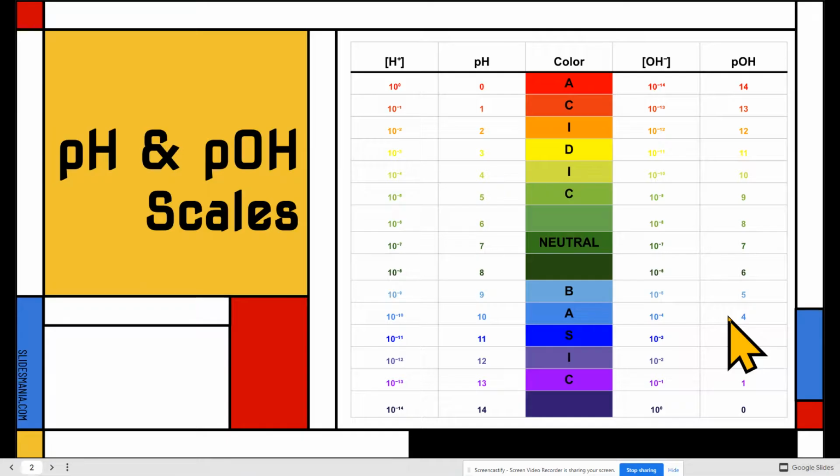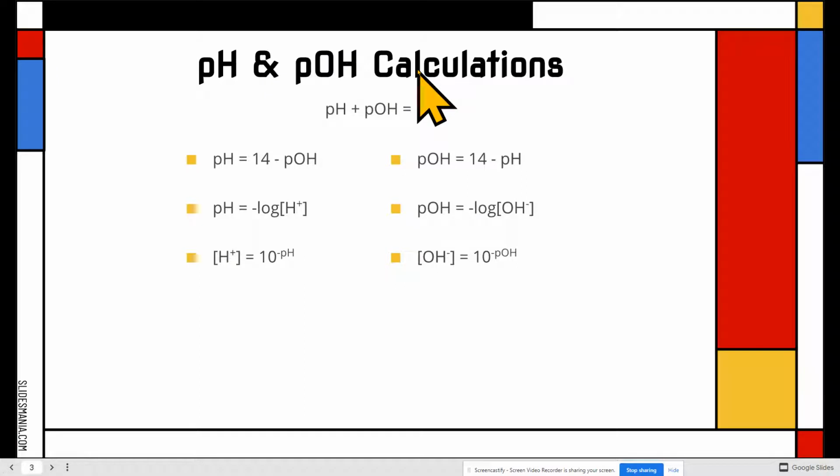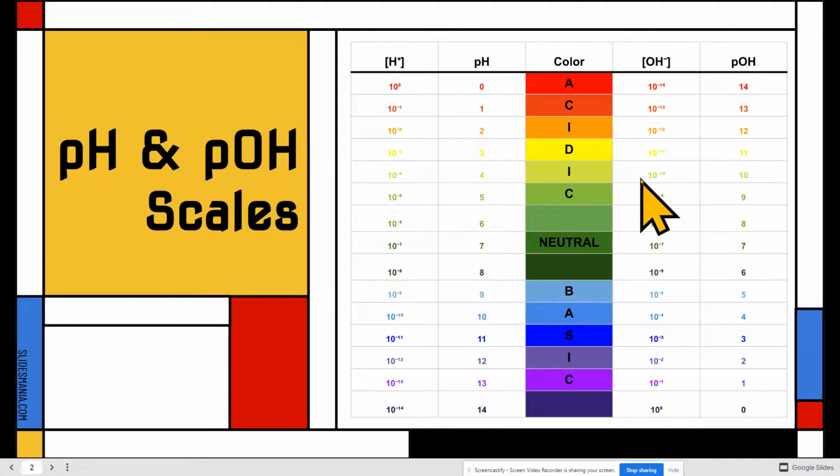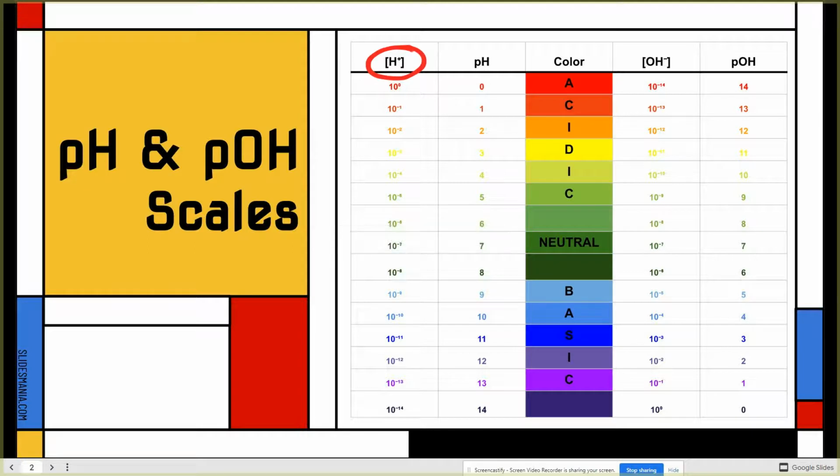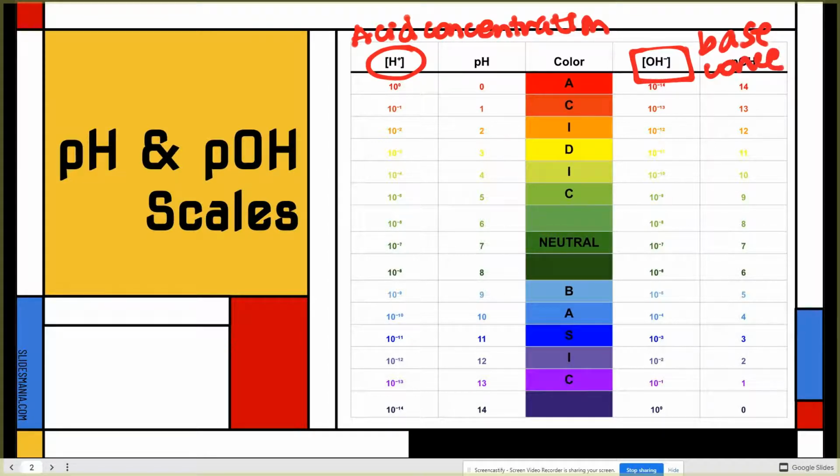We also need one more formula, guys. How do you get the actual concentration of the acid? This one right here is your acid concentration. And this one right here, if you look closely, guys, is your base concentration. So how do you get the base concentration and the acid concentration for a solution?